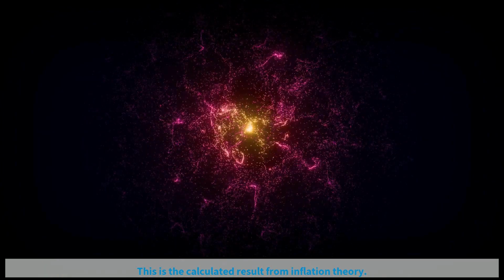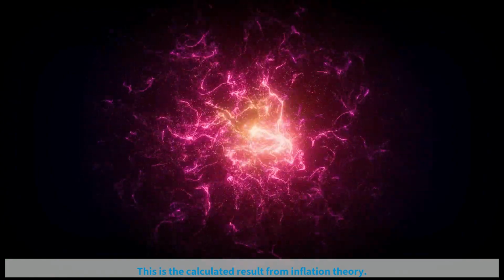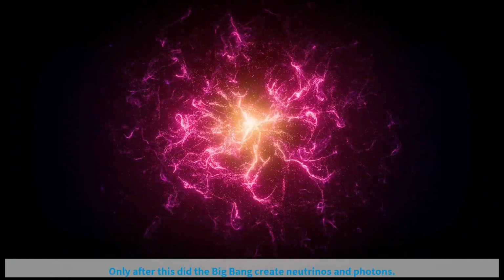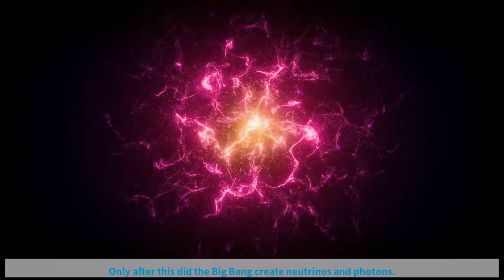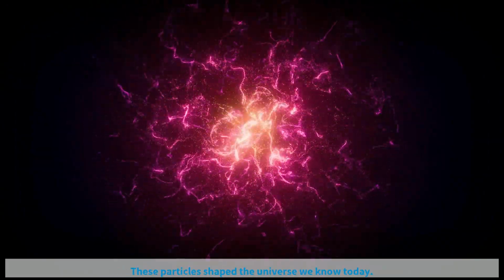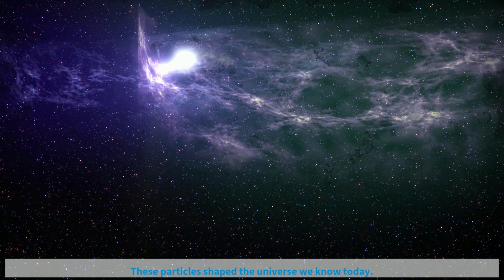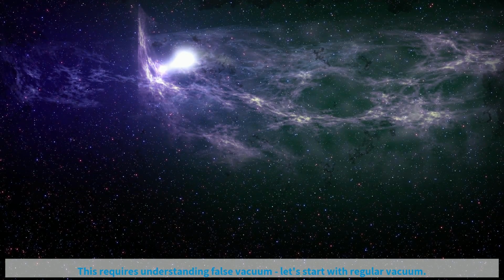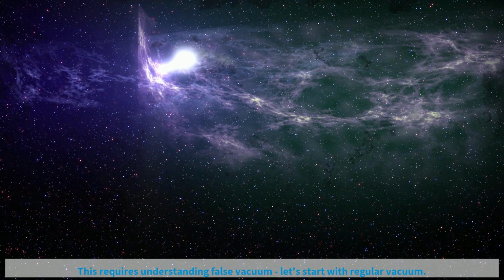Right. This is the calculated result from inflation theory. Only after this did the Big Bang create neutrinos and photons. These particles shaped the universe we know today. Now, to the second question, how did inflation occur? This requires understanding false vacuum. Let's start with regular vacuum.